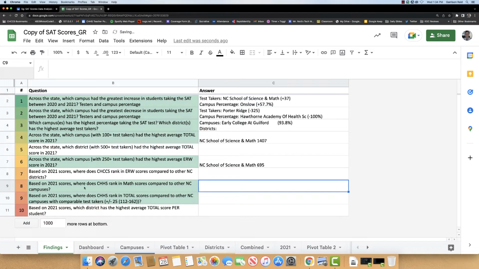Next question. Where does Chapel Hill rank in math scores with no filter, right? We don't have any clarifications or conditions that we're looking at.